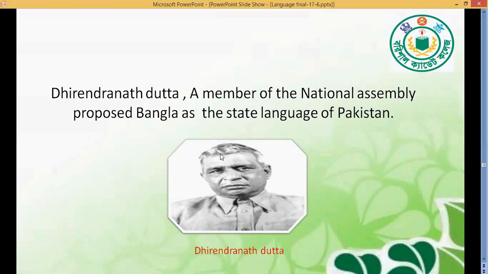At the time, Dhirendranath Dutta, a member of the National Assembly, proposed Bangla as a state language of Pakistan. But it met strong opposition from the then Prime Minister Liaquat Ali Khan. The Bengalis did not demand Bangla as the only state language. They wanted recognition of their mother tongue as a state language along with Urdu.